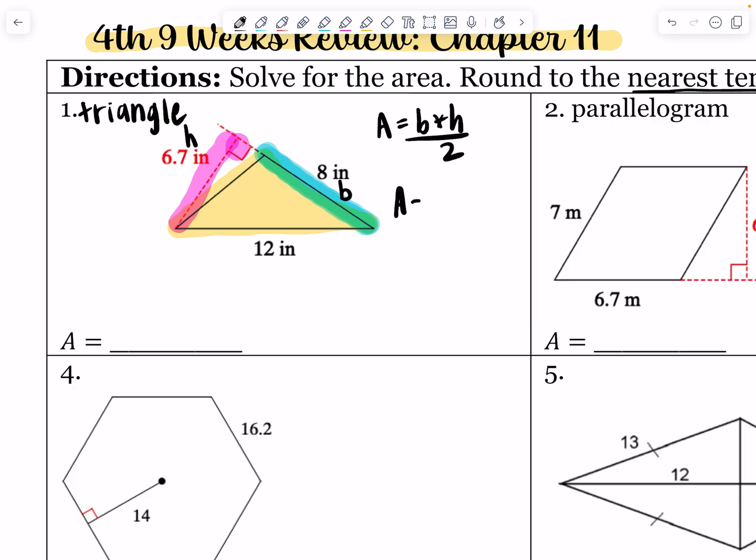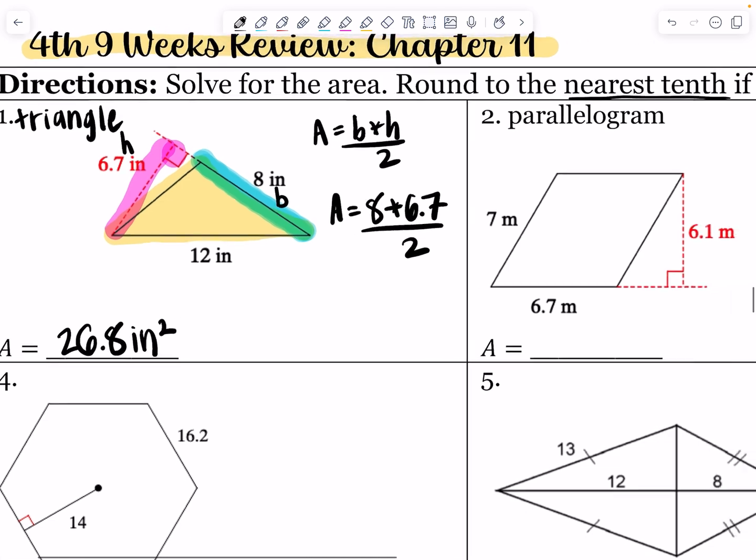And so my area is going to be equal to 8 times 6.7 divided by 2. So I do not even need the 12 for this problem. I could have a height if I had a perpendicular distance right here, but since I don't have it, I'm going to have to work with the 6.7 and the 8. So 6.7 times 8 divided by 2 is going to give me 26.8. What are my units? Since this is a triangle, that is going to be inches squared. Whenever you have area, it is always going to be units to the second power.